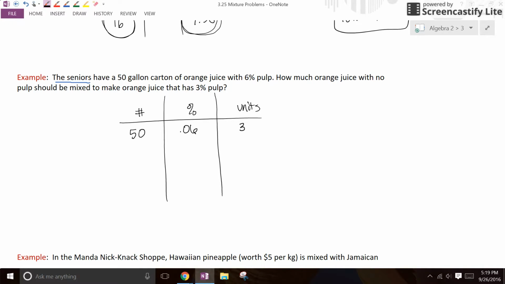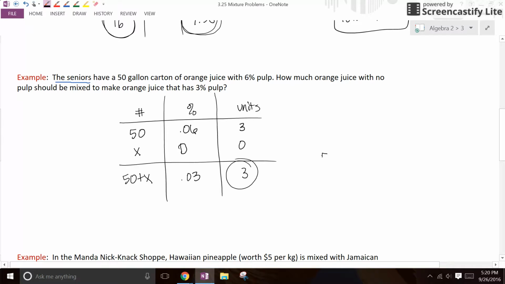Then how many gallons of 0%, with no pulp, should be mixed? So this is 0, should be mixed in order to get 3%. So I have 50 plus x here because you add straight down. I have 3 here, and now I can solve for this, right? I can say that 50 plus x times 0.03, that's the multiplier, I shouldn't have filled in the money spot yet, is equal to 0 plus 3. And now I will solve.